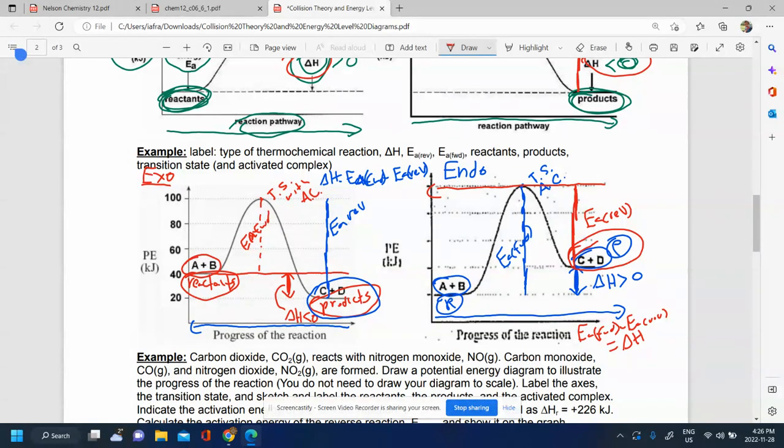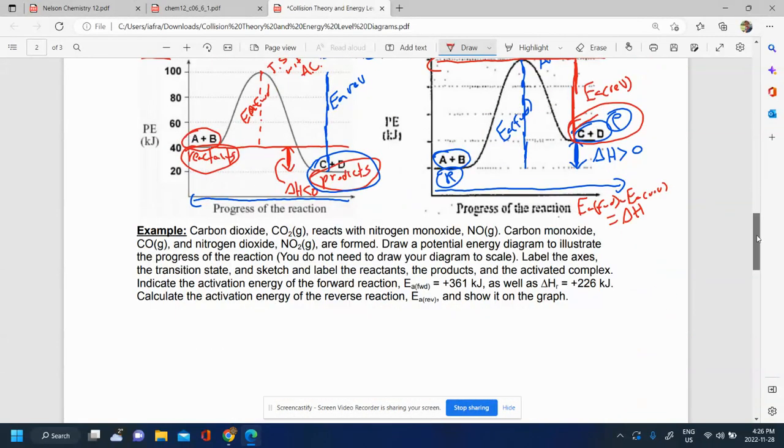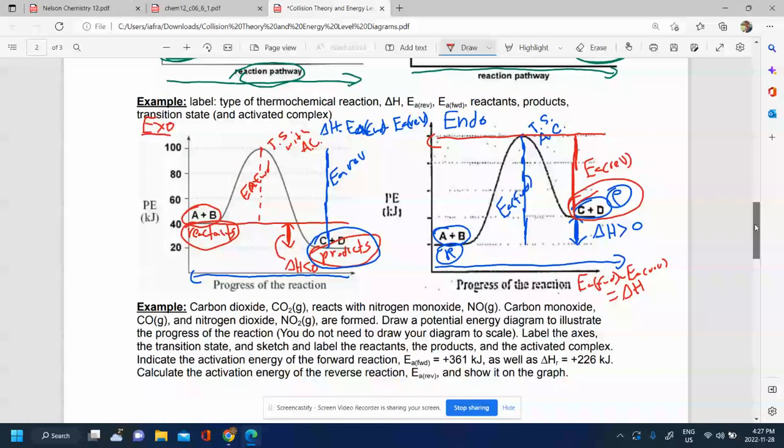And if you can do that, then you're ready to do the next example where you have specific numbers given to you, and you have to draw your own energy level diagrams with the proper labels and also with the proper numbers. So that's what we'll do in the next video. For now, just make sure you can label and properly draw at least the skeleton for a potential energy diagram. Can you sketch endo versus exo and show the differences?